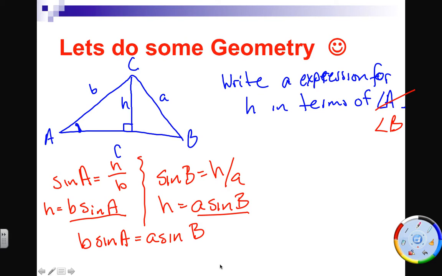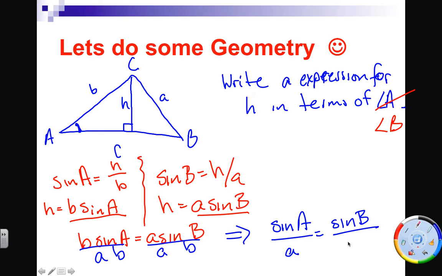And I'm going to do something a little weird here that you might not have thought to do. I'm going to divide this side by a, which means I have to divide the other side by a. And I'm going to divide this side by b, so I divide the other side by b. And I get this very nice little expression saying the sine of A over a is equal to the sine of B over b. Notice here the a's canceled and here the b's canceled.